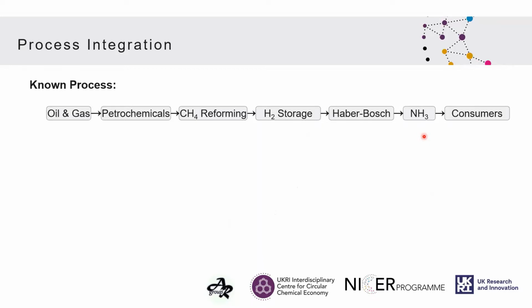So we have a well-known process, the synthesis of ammonia. It has been running for about 100 years, so we know how it works. We know all the ins and outs of the process: the extraction of gas, the conversion of petrochemicals by methane reforming, the storage of hydrogen, until we convert it with Haber-Bosch, and finally we synthesize ammonia, and we have the consumers.